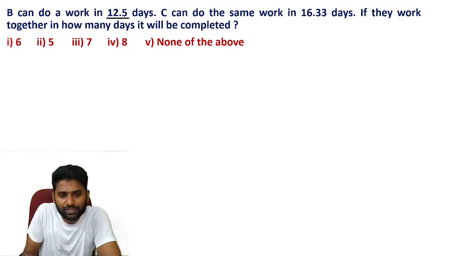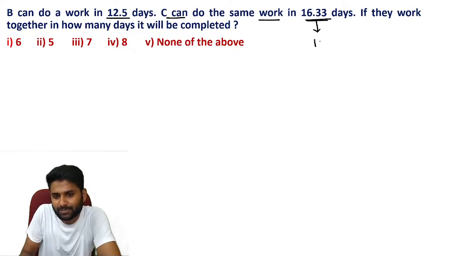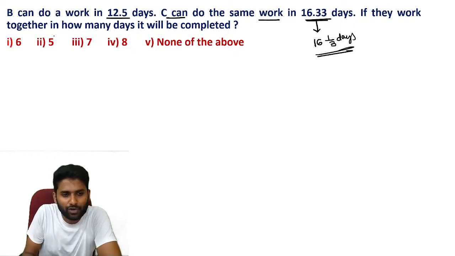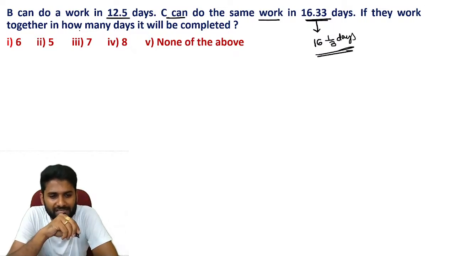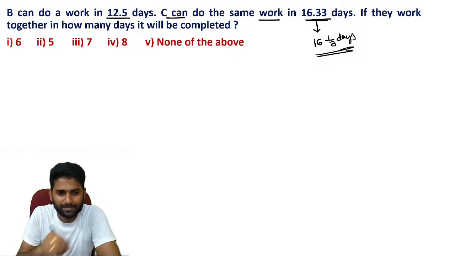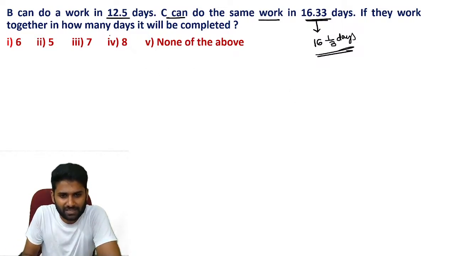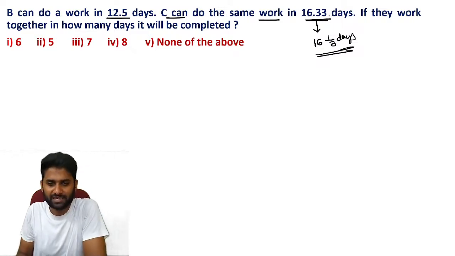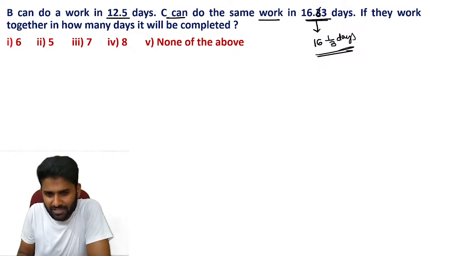B can do the work in 12.5 days. C can do the same work in 16.33 days. Guys, 16.33 is all about 16 1/3 days. If they work together, in how many days will it be completed? Let's see this information, guys. Just change the one piece of information. It is all about 16.66.